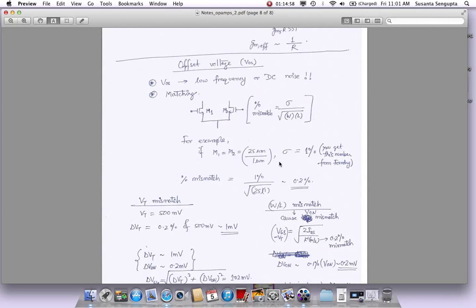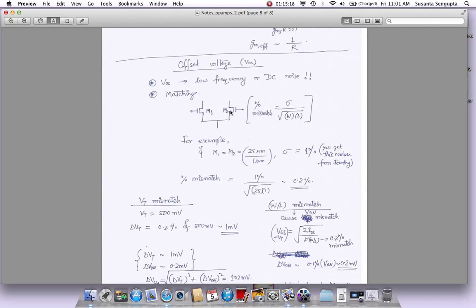So we could do, and if sigma was 1%, which is from the foundry, from the fabrication, so percentage mismatch between these two can be computed as 1% divided by the square root of the area, which comes to roughly 0.2%. Okay. Now, what are the two different kinds of mismatches that could happen here?